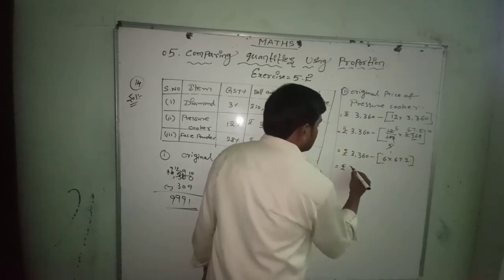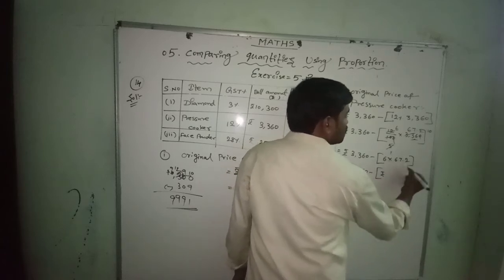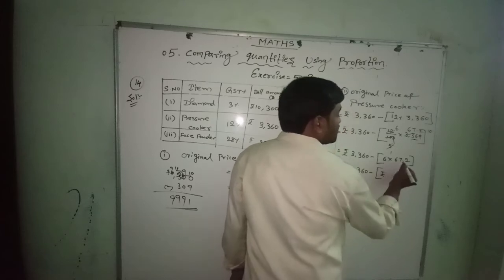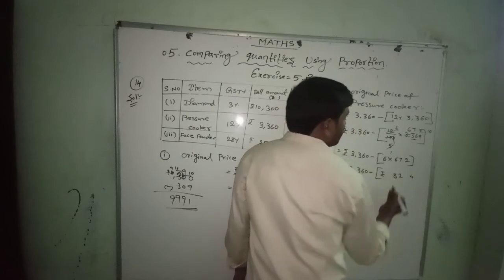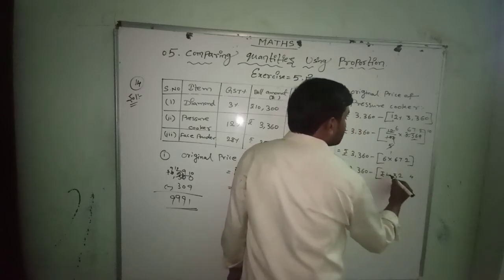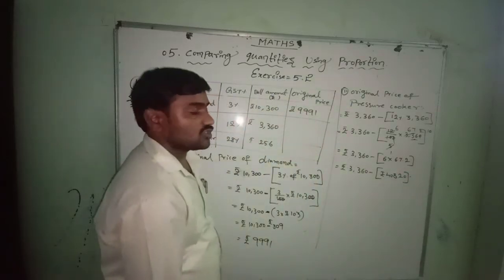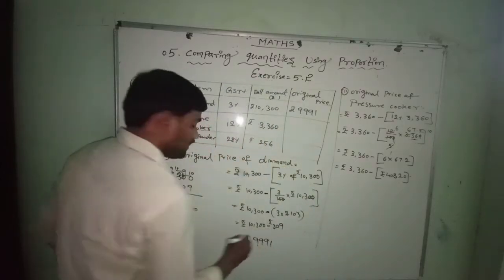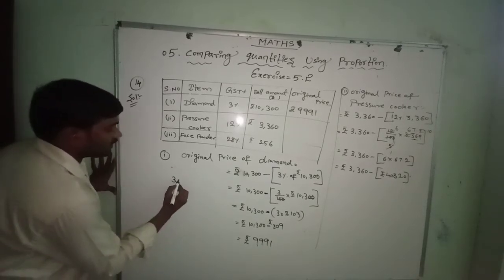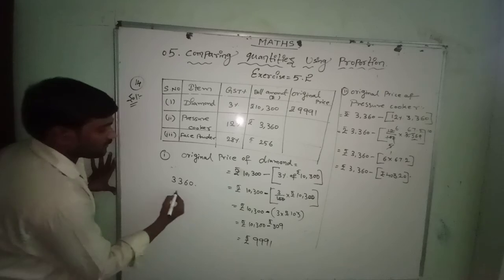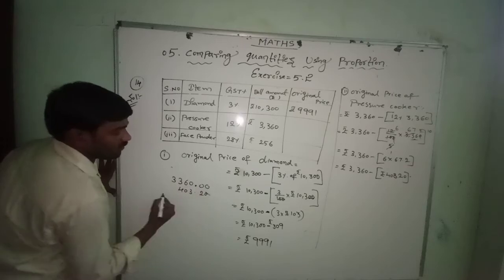So rupees 3360 minus rupees... 6 2s are 12, 1 carry, 6 7s are 42 plus 1 is 43, 4 carry, 6 6s are 36 plus 4, that is 40. So simple, that is 403 rupees 20 paisa. Let us subtract this 403 rupees 20 paisa from 3360 rupees. Here we write 00 paisa.